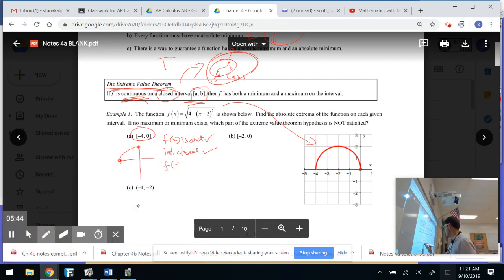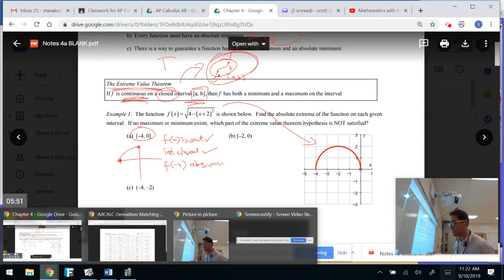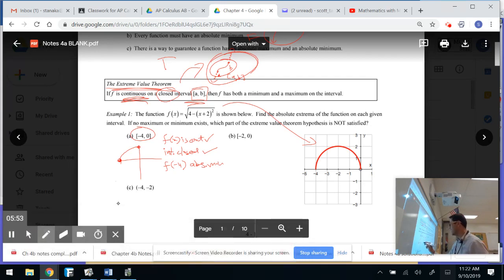F of -4 is an absolute minimum, and it occurs at x equals -4. The value is 0. F of 0 is an absolute max. And let's look at f of 0. So that means at x equals 0, there's an absolute max, and its value is 2. It's very important to make sure you say that right.